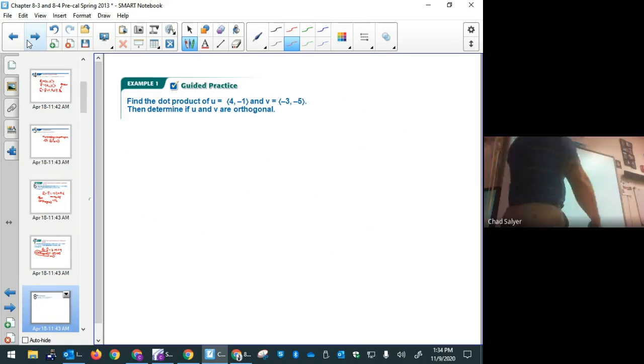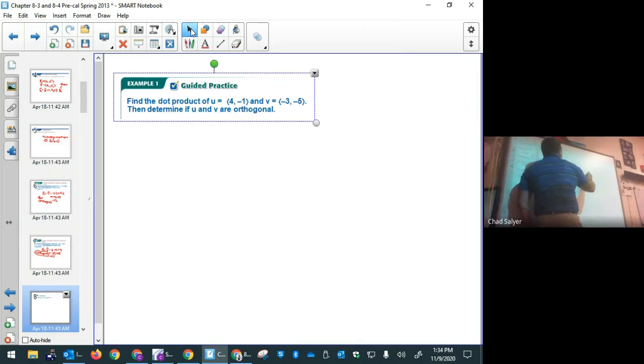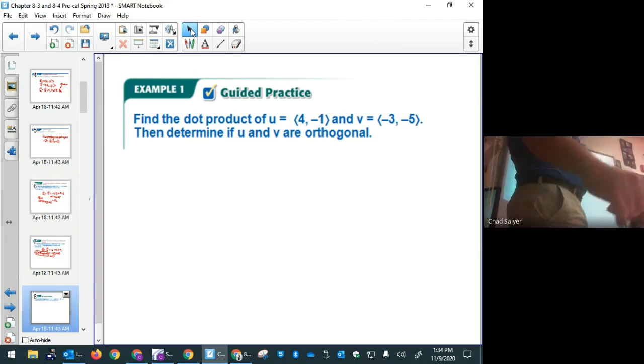Okay, so here's one for you guys. Find the dot product and tell me orthogonal or not.